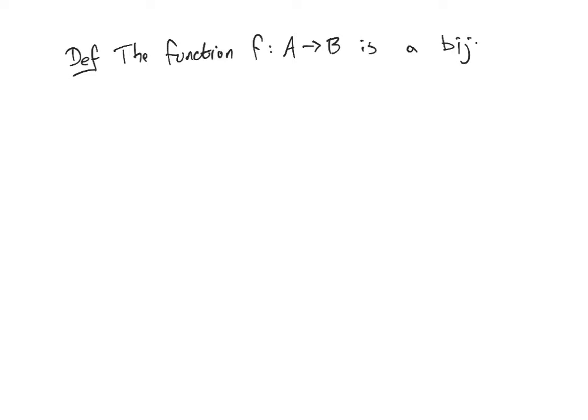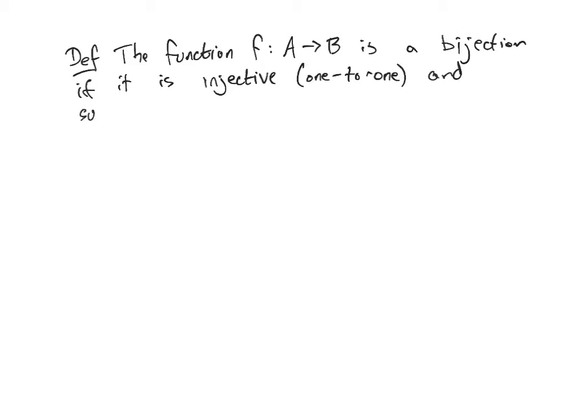So just so we're clear, we're going to define, if we have a function f which maps between A and B, we're going to call it a bijection if it is injective, which is the same as 1-to-1, and surjective, which is the same as onto. Hopefully that's a familiar definition.